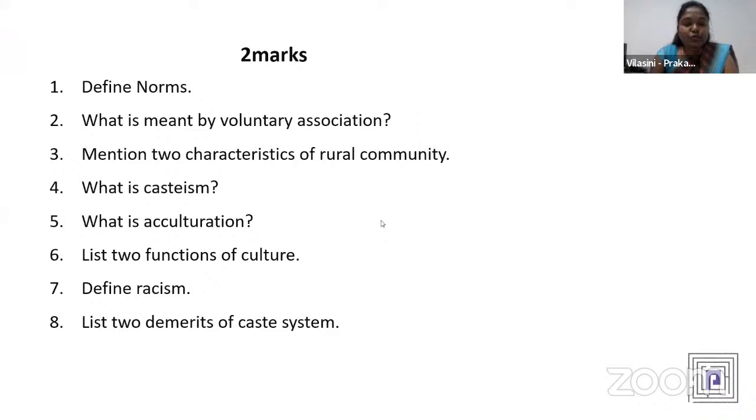And for 2 marks, they will ask you: define norms, what is meant by voluntary association, mention two characteristics of rural community, what is casteism, what is acculturation. Then list out two functions of culture, define racism, list two demerits of the caste system.